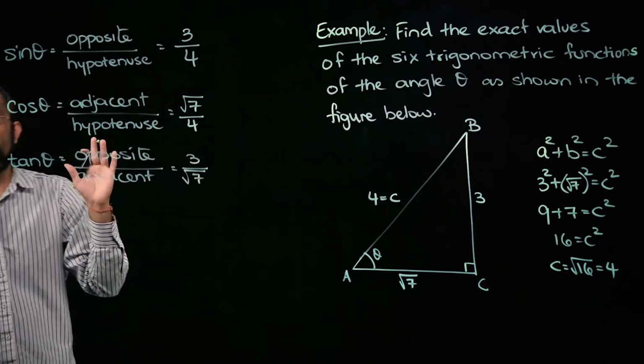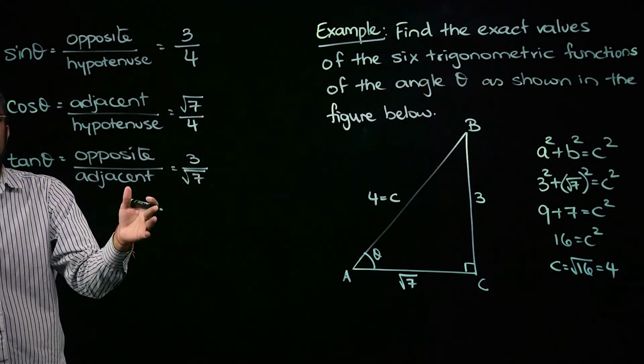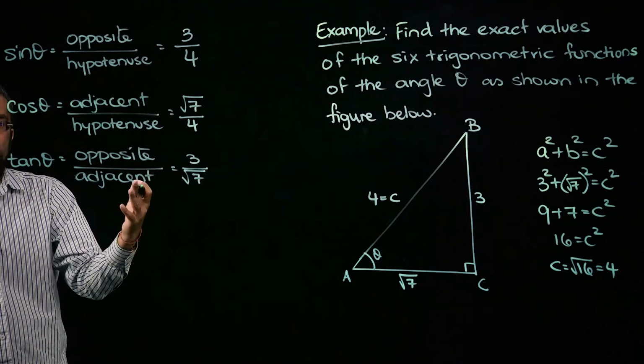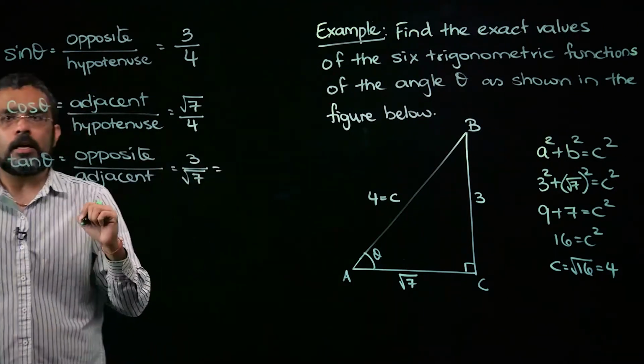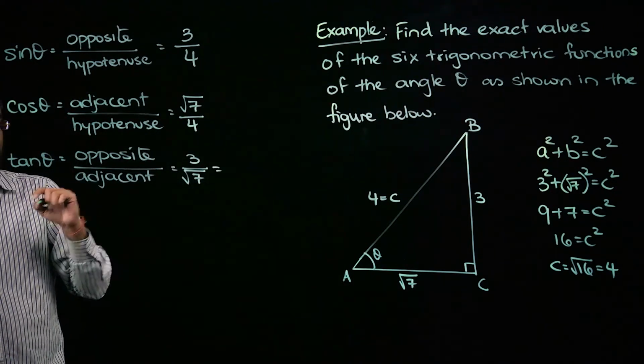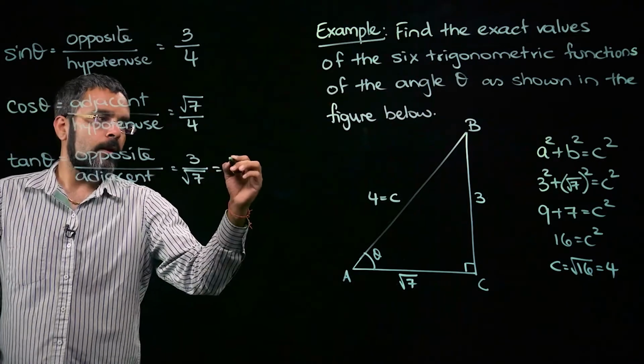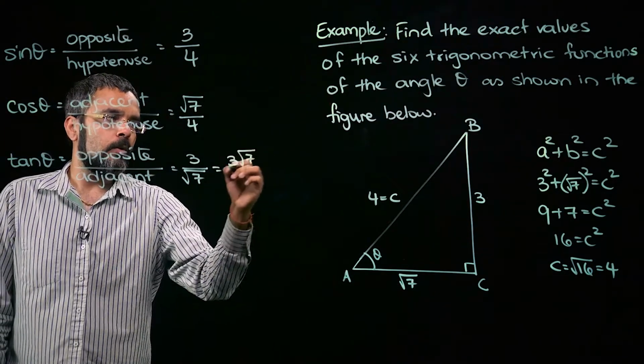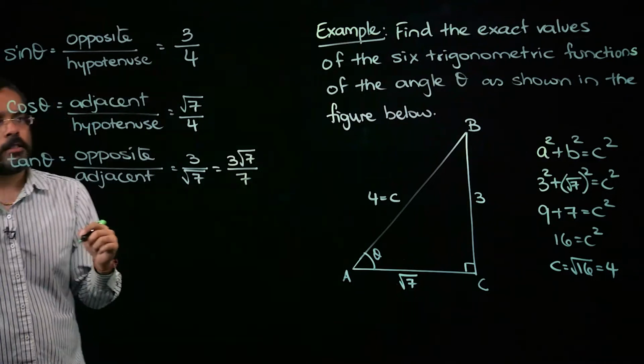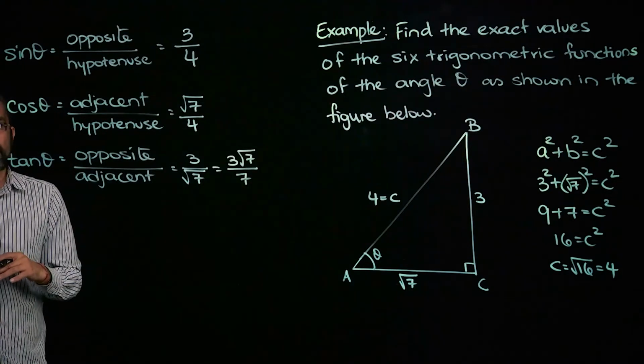I don't mind you leaving your answer with a radical in the denominator, but let's say you were giving a CRT. This would usually be in rationalized form. So instead of 3 over root 7, you could also think about this as 3 root 7 over 7. For this exam, I would accept either one as an answer.